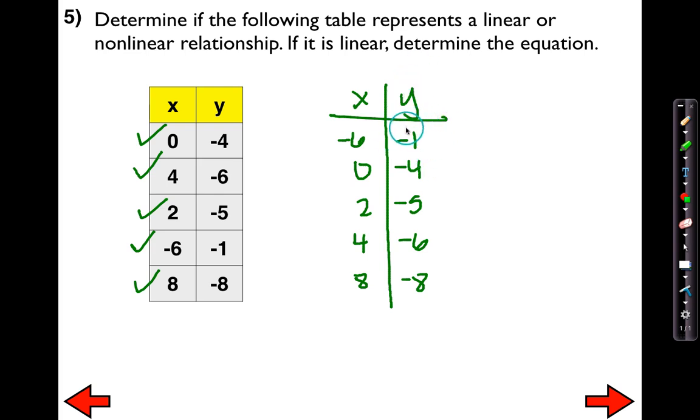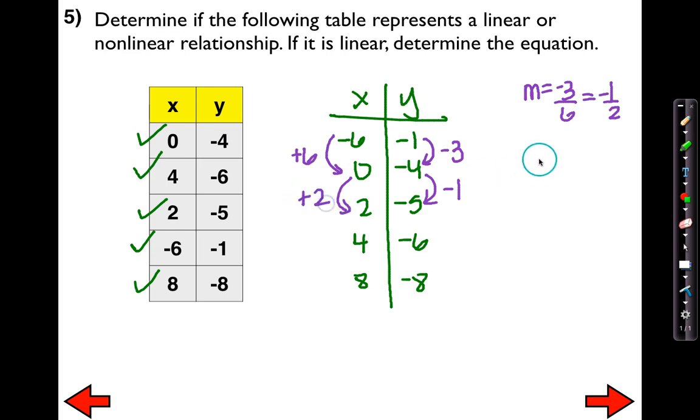So let's check this out. From -1 to -4, you are subtracting 3. From -6 to 0, you are adding 6. So the slope so far is -3/6, which is -1/2, which I expect because the numbers are getting smaller. Slope should be negative. From -4 to -5, you are subtracting 1. From 0 to 2, you are adding 2. So the slope is -1/2. So far, so good. They are moving at a constant rate. From -5 to -6, subtract 1. From 2 to 4, add 2. So the slope between those 2 points is still -1/2. So again, it's moving at a constant rate.